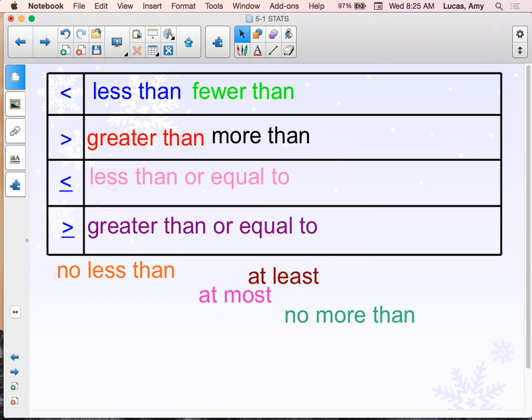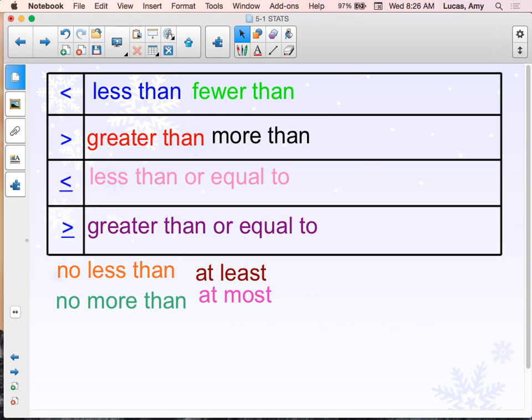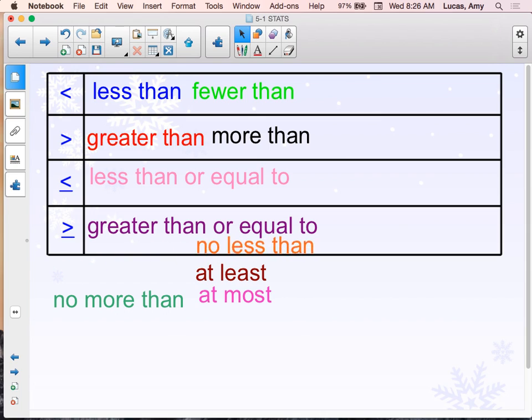Now, these last ones are a little bit trickier. No less than. If something is not less than, so think about if I have no less than $10. So I do not have less than $10. That means that I might have, like the exact opposite of saying that I have less than $10 would be greater than or equal to $10. So I do not have less than 10. So the other options are to be equal to 10 or more than 10.